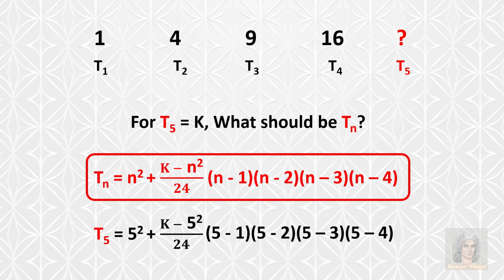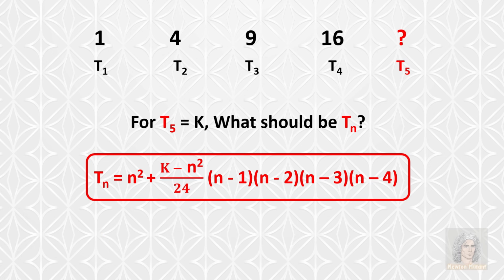The additional part has 24 in its denominator, and this nicely cancels off with the numeric product that also comes as 24. Then the 5 squared term also cancels off with the 5 squared coming from the additional term introduced, and my friends, we're left with t5 equal to k.